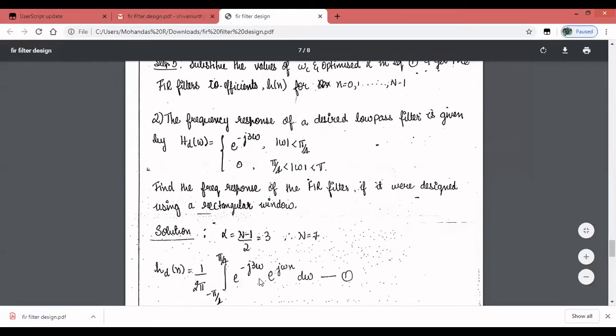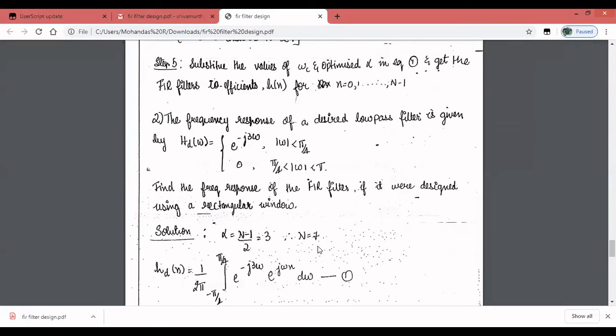But we know that alpha has been given here, not N. Alpha has been given from the expression. What is alpha here? We can see e to the power of minus j 3 omega. Here 3 is nothing but your alpha. So alpha is known here, so I can find out the capital N. Substituting alpha equal to 3 here, (N minus 1) by 2 is equal to 3, and we get capital N value as 7.